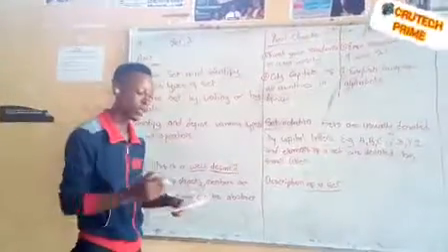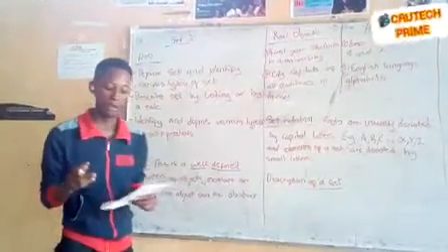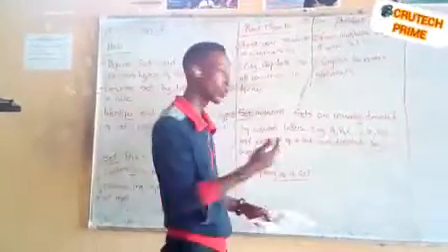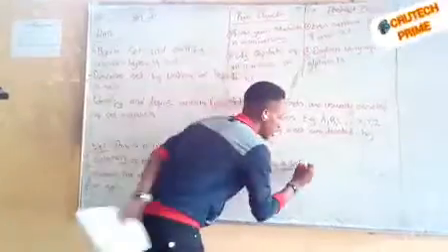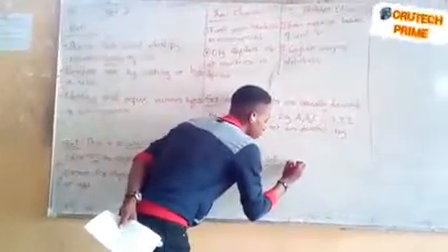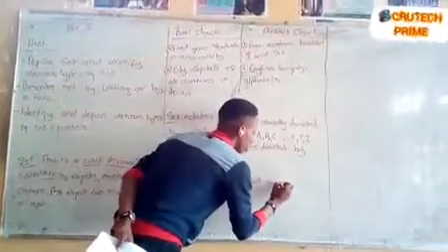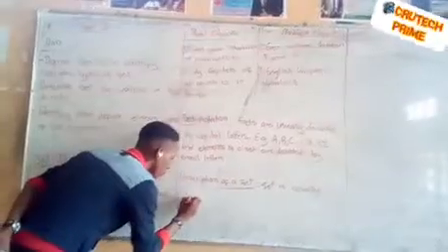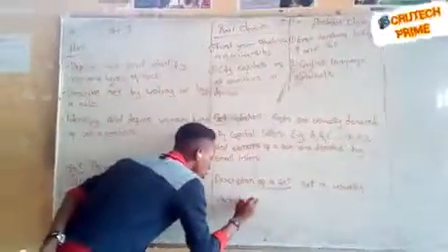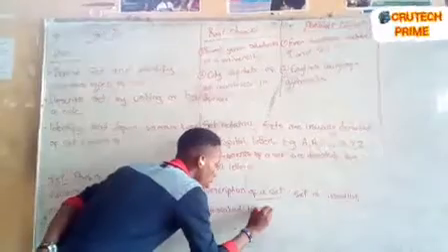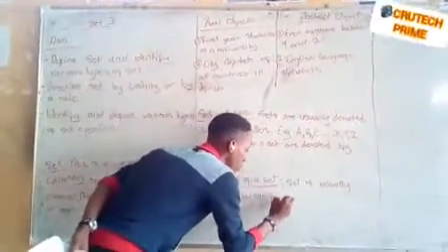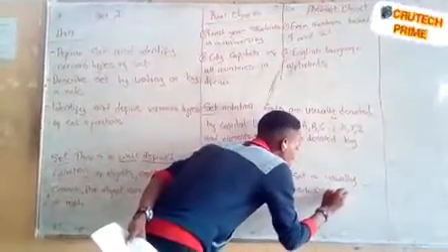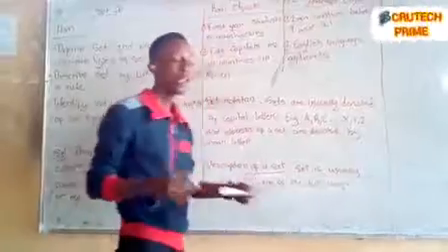Now, a set is usually described in one of two ways, which I'm about to mention. A set is usually described by one of two ways.